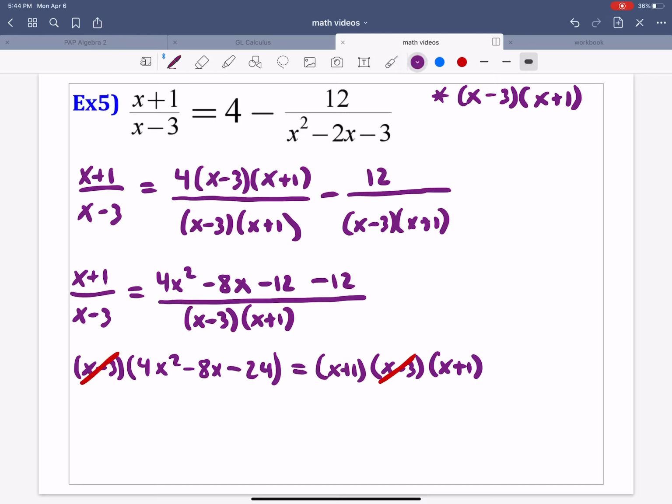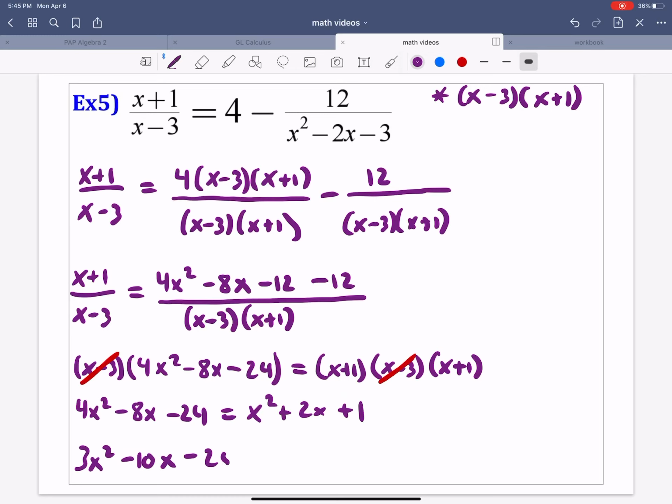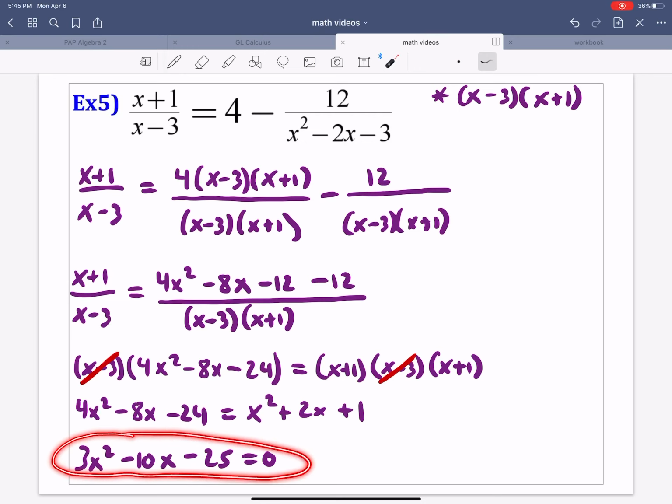Here's what we've got now. We've got 4x squared minus 8x minus 24 equals, this is going to be x squared plus 2x plus 1. Now we get everything on one side of the equal sign. So we get 3x squared minus 10x minus 25 equals 0. And I have a creeping suspicion that this trinomial is going to be factorable. So pause the video now and try to factor this using whatever method you use best.